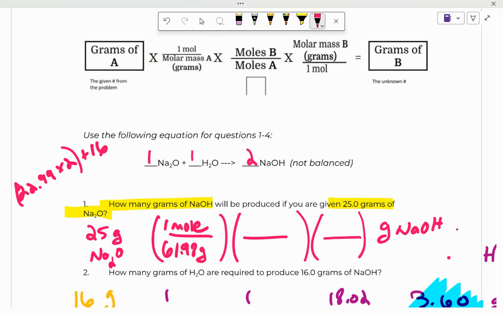One, 1, 2. Okay. What's the second bracket do? What do we do in the middle bracket? Where do we pull from? Yeah, the coefficients. Okay, so what's in front of Na2O? That goes on the bottom, right? Whatever's in front of A. This is A. What's in front of A? 1, right? So 1 goes on the bottom. What's in front of NaOH? That goes on top. 2 moles of NaOH.